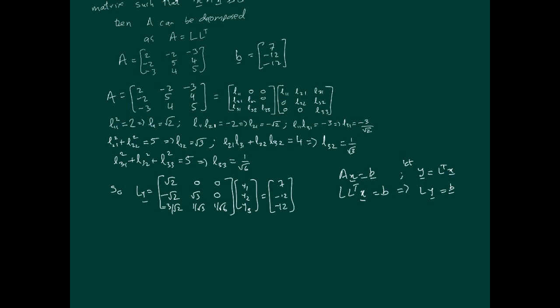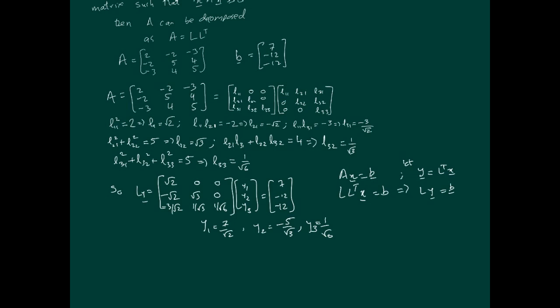Now I'll start with the top one first. Square root 2 y1 equals 7. That makes it pretty straightforward, that y1 is equal to 7 over square root 2. And similarly we continue: for y2, we go to the second equation, and when we solve that, we get -5 over root 3. And y3, as we go to the third equation, is going to be 1 over square root 6. So we've got our y.